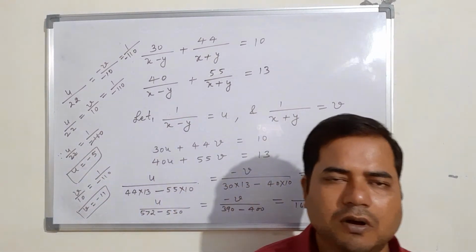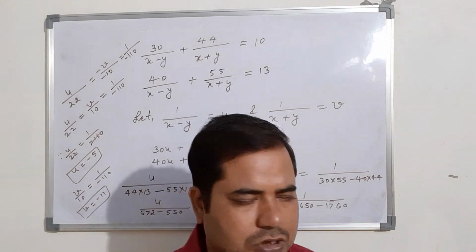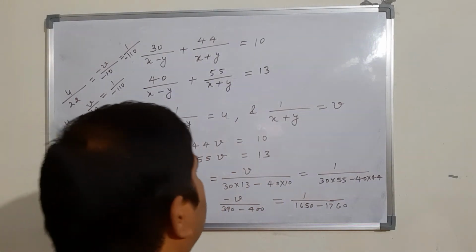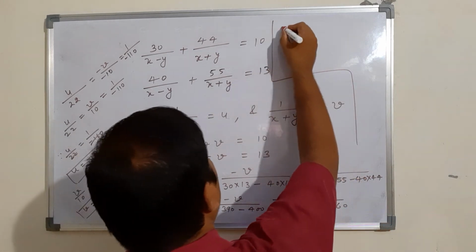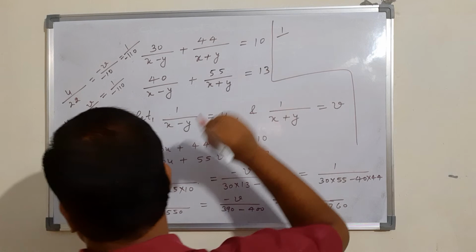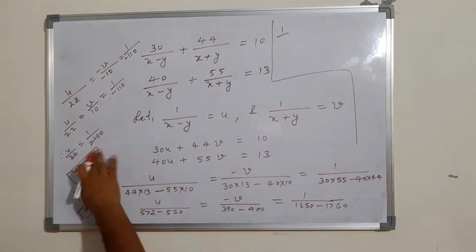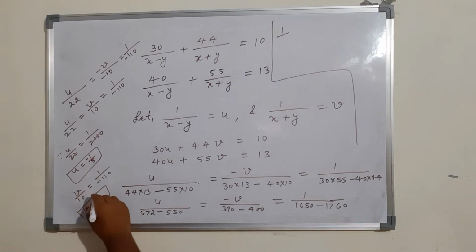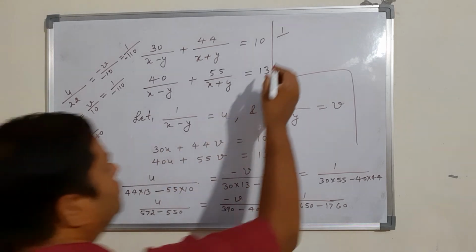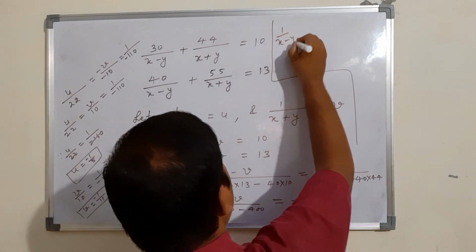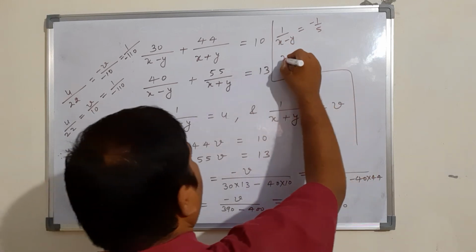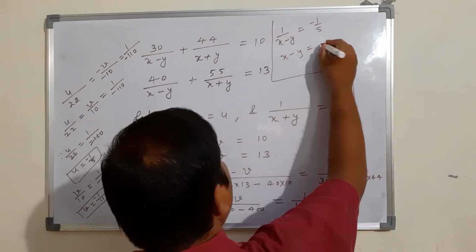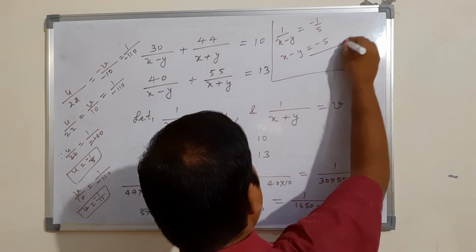After replacing the value of u and v, we will get the solution as the value of x and y. So please see here, u is minus 5, that means 1 upon minus 5 means minus 1 upon 5, sorry, minus 1 upon 5, and this is minus 1 upon 11. So u is equal to 1 upon x minus y is equal to minus 1 upon 5. So x minus y is equal to minus 5, equation number 3.